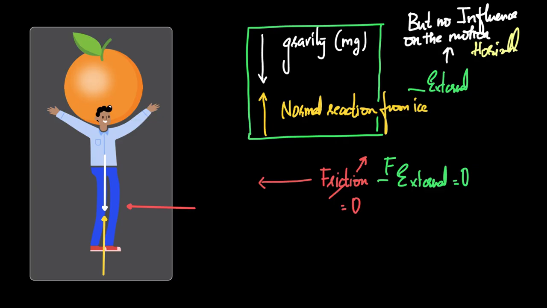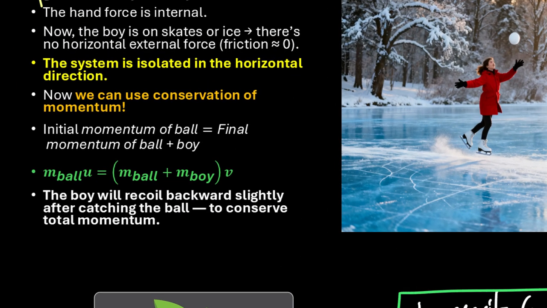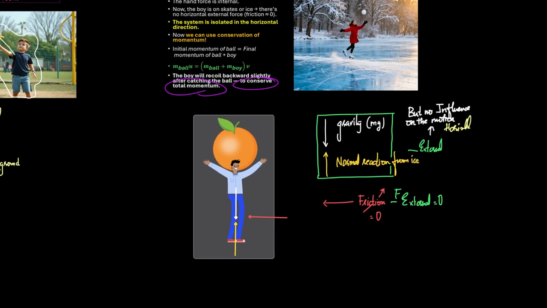What about friction? Friction is actually acting in the horizontal direction, which means it is an external force acting in the horizontal direction and therefore influencing the motion in the horizontal direction. But the friction is so negligible that F external can be considered to be zero, and therefore, momentum is conserved. Okay. So that is something I want to tell you about.